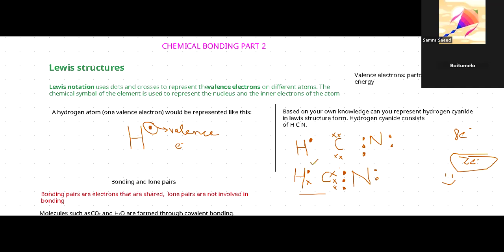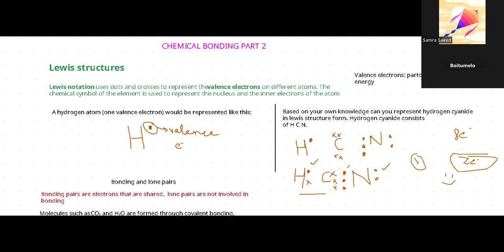Now let's see carbon. Carbon needs how many electrons? Eight electrons to be happy, right? So 1, 2, 3, 4, 5, 6, 7, 8. Does carbon have 8 electrons? Happy. Yeah. Now nitrogen also needs 8 electrons to be happy. So 1, 2, 3, 4, 5, 6, 7, 8. So nitrogen is also happy. Now you can get like 3 marks for this particular question because you have satisfied all elements. Okay, so this is how you're going to end up doing hydrogen cyanide.